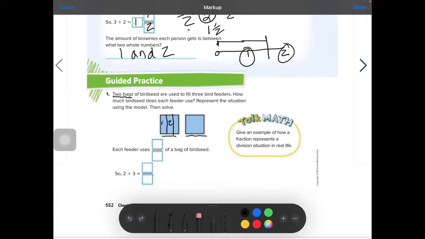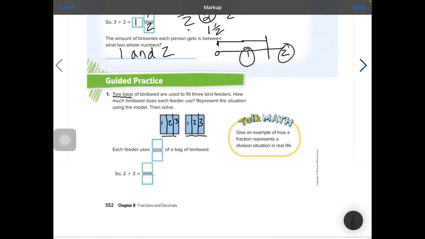That was a funny 3. Let's try that again. Much better. There we go. There's our model. So each feeder uses 2 out of the 3 bags of birdseed. 2/3 of a bag. So 2 divided by 3 is 2/3. And if we look at it that way, that birdseed feeder number 1 gets this much and this much. And that's 2 out of the 3.